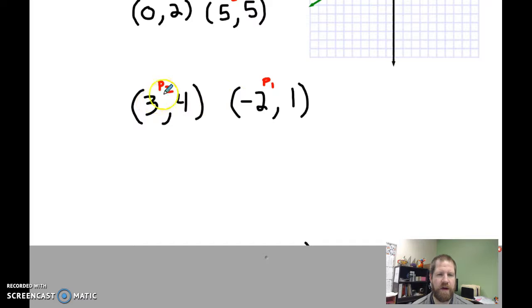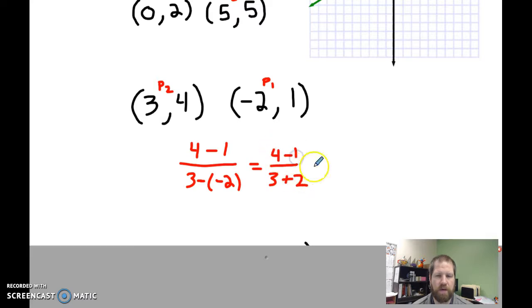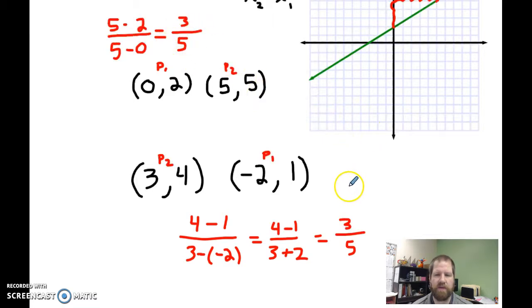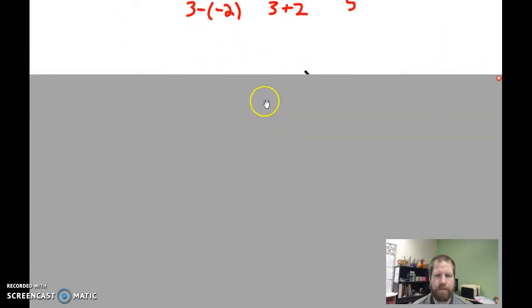So if I plug this in, remember it's my point 2's y value first, minus my point 1's y value, over point 2's x value, 3, minus, and this is where we've got to be careful sometimes, because it's a minus a negative 2, or another way of writing that is positive 2. So 3 plus 2, and 4 minus 1. 4 minus 1 is 3, and 3 plus 2 is 5. These points actually have the same slope as my line above.